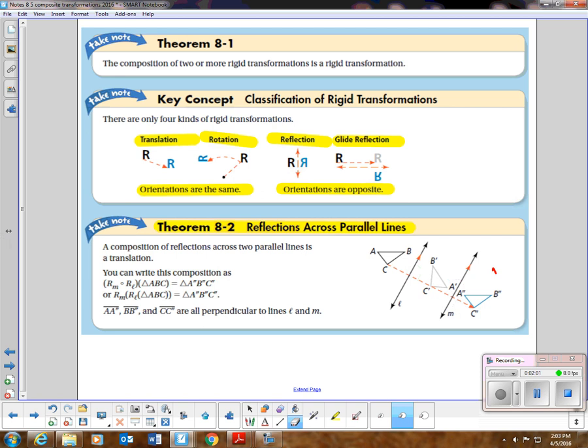Therefore, this is a translation, but the amount of translation is 2 times the distance from here to here. Okay? So it's 2 times that distance. And in case you're not sure why, notice that in a reflection, this distance and this distance have to be the same, and this distance and this distance have to be the same. So if this is the one distance plus the other distance, that is 2 times the distance. Okay? So a reflection across parallel lines gives you a translation.